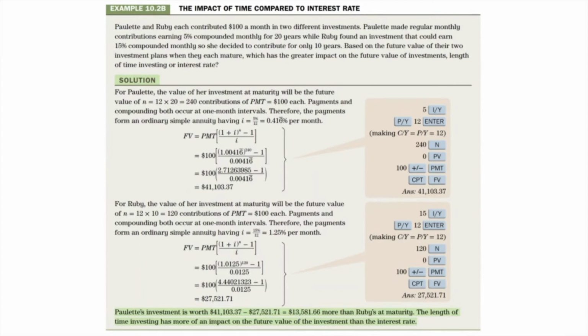$13,500. The length of time investing has more of an impact on the future value of an investment than the interest rate. And the reason why that is the case is because compound interest is interest on top of interest, and the longer you save, the greater the impact of interest. So it's what we call an exponential curve. Even though you can't see me drawing here, I'm drawing a line that goes up. So as time goes on, more and more money grows.